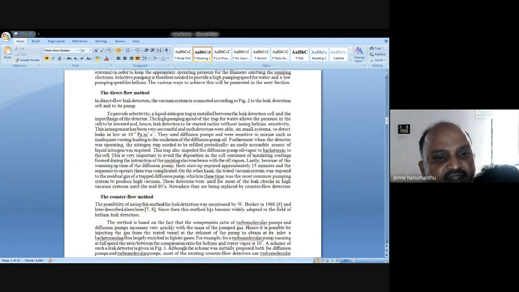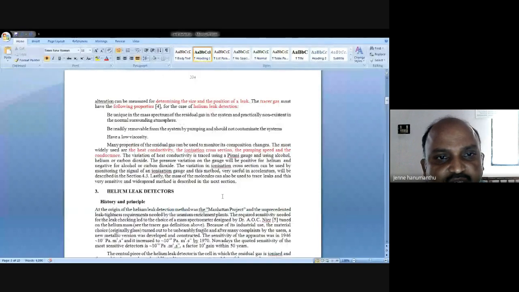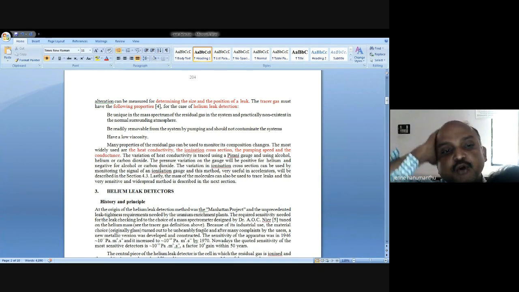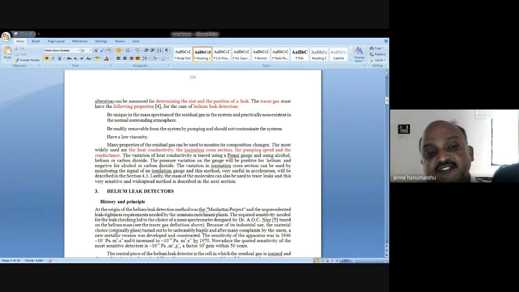Yeah, see, there are some direct methods also. For example, as you know, heat conductivity. If no leak is there, there is no problem with the heat conductivity, no change. If a leak is there, there should be a change in conductivity, or change in ionization, or change in pumping speed, or change in conductance. So these are all the parameters of the gases.